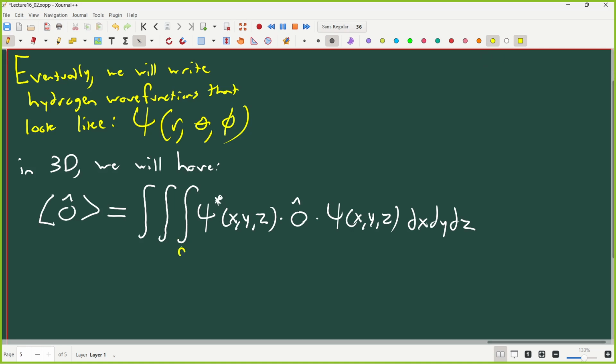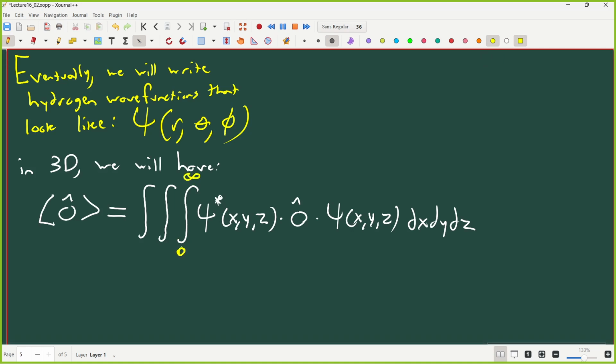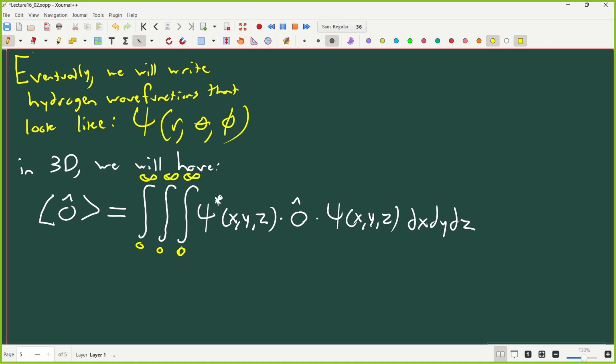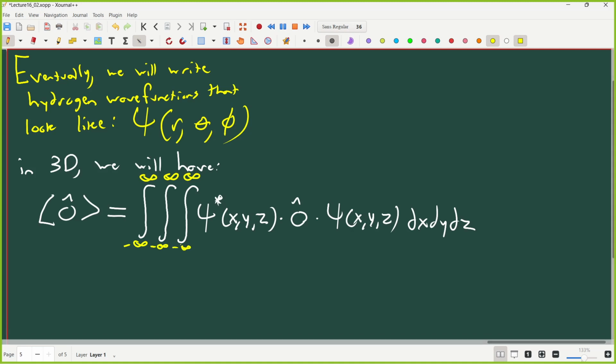Well, it would just be 0 to infinity along all of the axes, because the electron can be anywhere except for at the proton. It can be anywhere except for, no, sorry, that's wrong. I apologize. That's wrong. Negative infinity. So this is what the integrals would look like in xyz space.